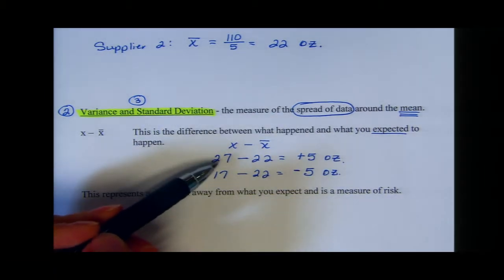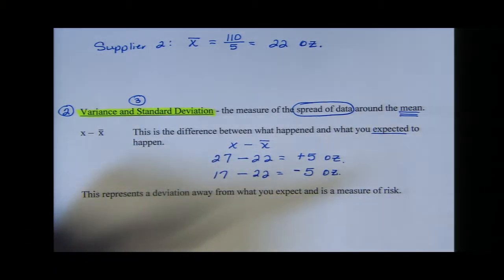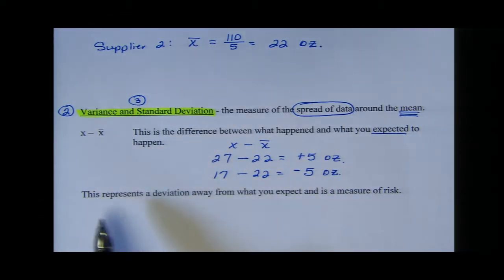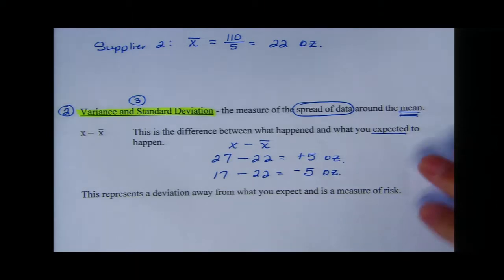So this you would be okay with because you got more blueberries. Here you might be a little unhappy because you might be running a little short. So this represents a deviation away from what you expect and is a measure of risk. So now what we're going to do is calculate the variance and the standard deviation and look at those formulas.